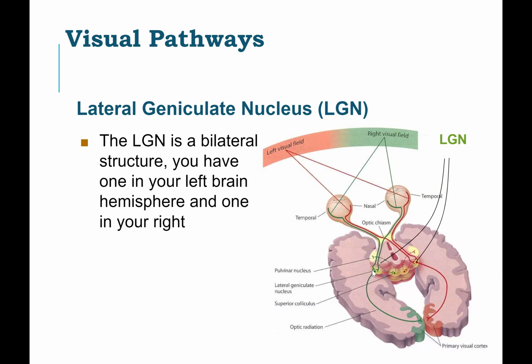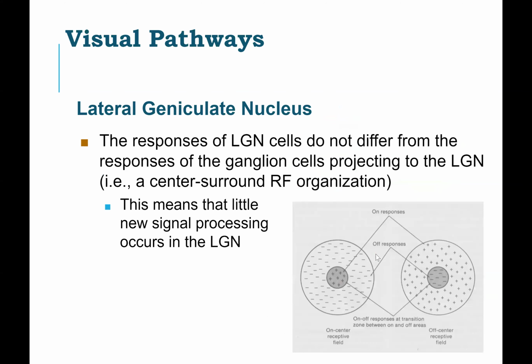This information comes to the LGN. The LGN is bilateral. It means that there is one of them in each hemisphere, which would make sense because it has to gather information coming from the opposite visual field.